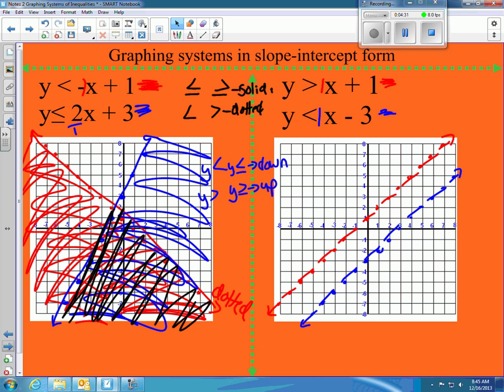So let's go ahead and look here. In my first equation that we did in red, it eats the y up. So I'm going to think I'm shading up.